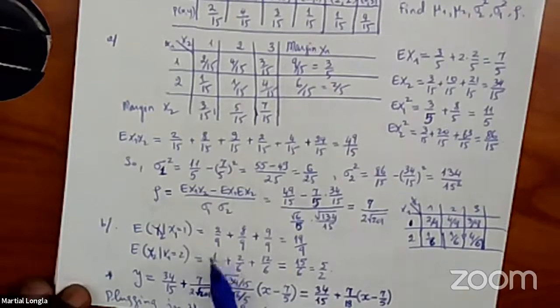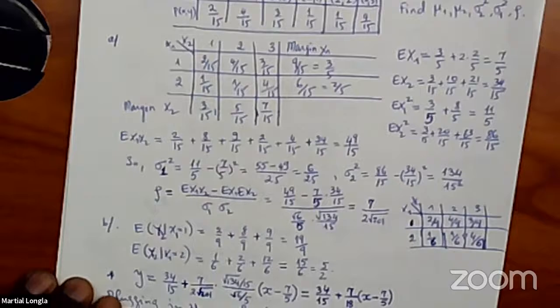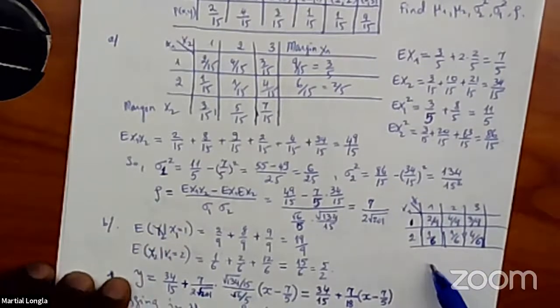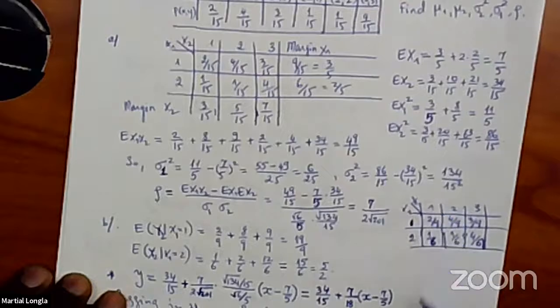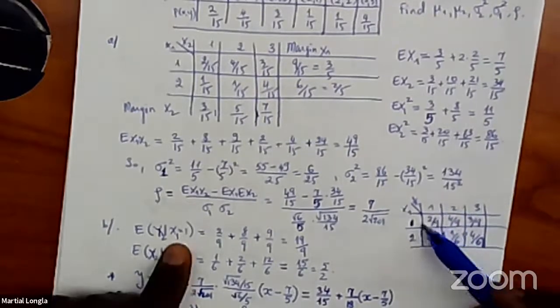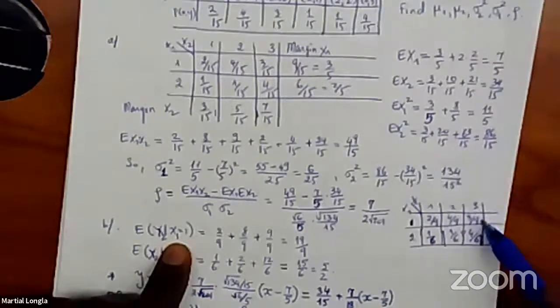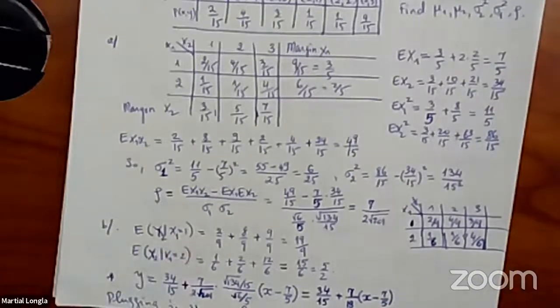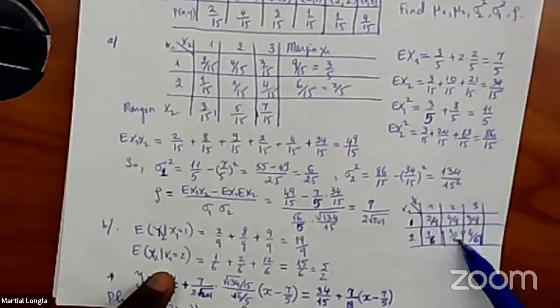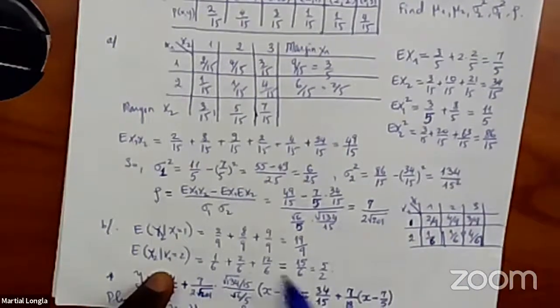Then you do the expected value. How do you do the expected value of x2 given x1? When you have the table, you just take the value of x2, take the corresponding probability, multiply, take the next value, multiply by its probability, and add. Same thing for the second. Take the value, probability, value, probability, value, probability, and add. So you get that.